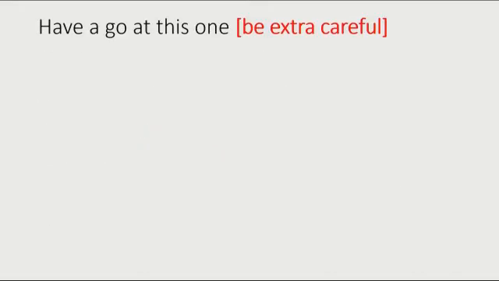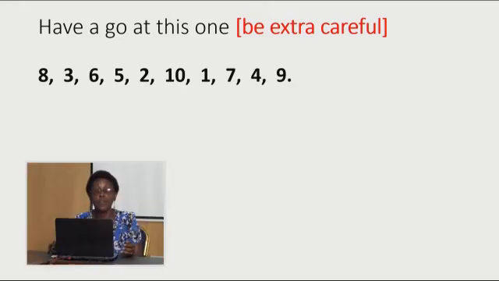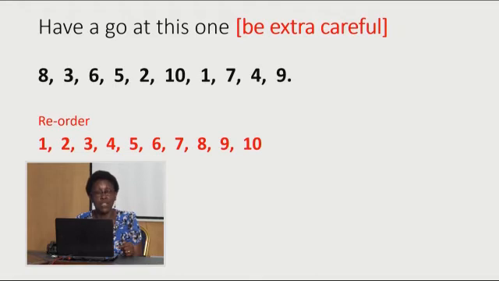Now, you're going to have a go at this one. Be extra careful. Count how many numbers you've got in there: 1, 2, 3, 4, 5, 6, 7, 8, 9, 10. Earlier on, in the two exercises we've done, you had an odd set of numbers. Now you've got an even set, and we're going to find the median. What should be done first? Well done if you've said we need to reorder it. So reorder, this is what you should have. Excellent if you've got that.